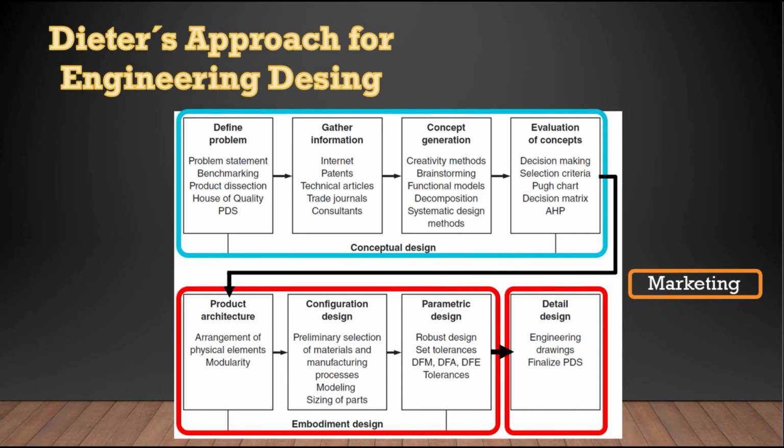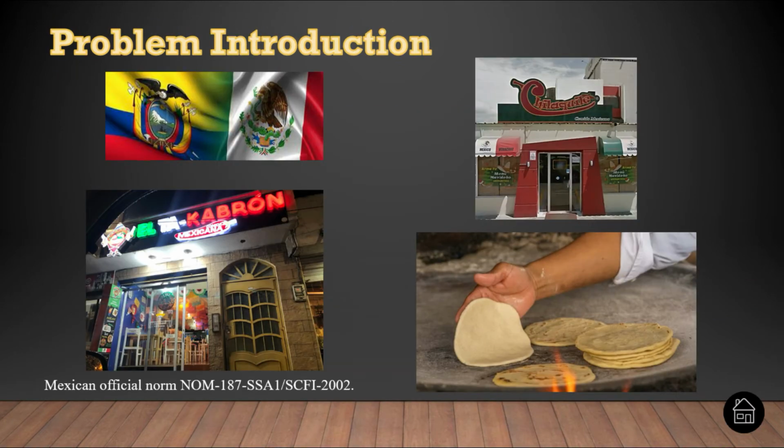We have three phases. First of all, we have conceptual design, embodiment design, and detail design. Additionally, we propose the marketing. For conceptual design, it starts by defining the problem.